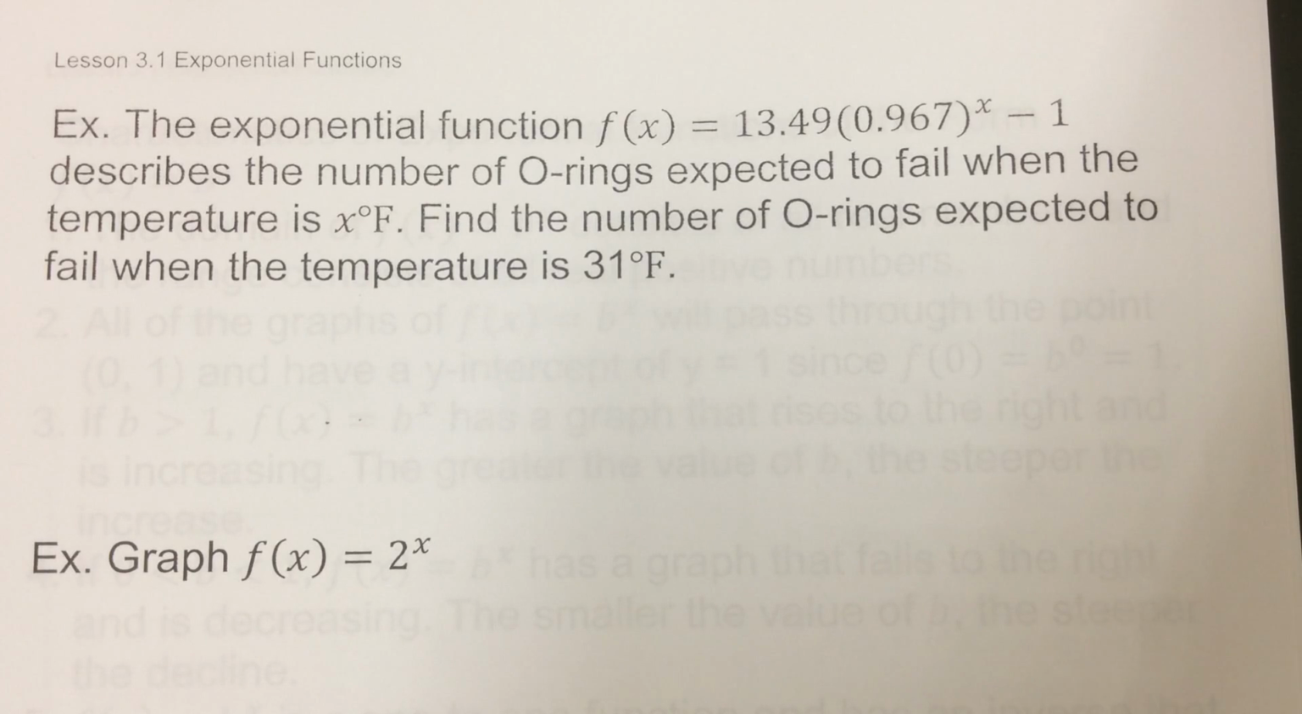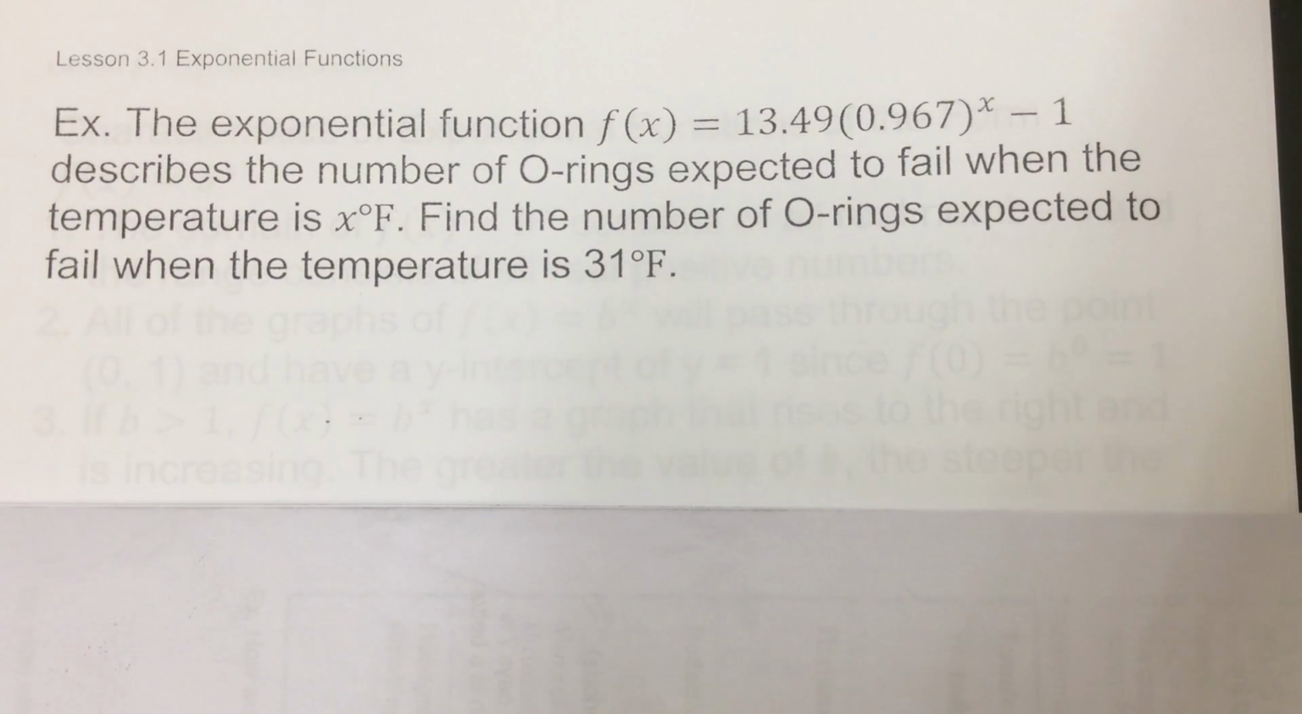Now, the exponential function of f of x equals 13.49 times 0.967 raised to the x minus 1 describes the number of O-rings expected to fail when the temperature is x degrees Fahrenheit. Find the number of O-rings expected to fail when the temperature is 31 degrees.